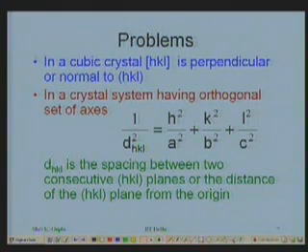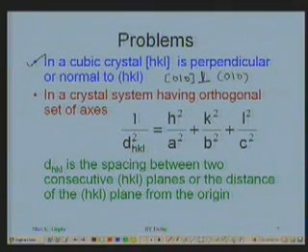It is true only in a cubic crystal that a direction HKL is perpendicular to the plane HKL. In other words, you would notice that a 010 direction is perpendicular to the 010 plane, but it is true in a cube only. You may not find this to be true in any other crystal system. And secondly, you will also be able to show that in crystal systems where the three axes A, B and C are orthogonal to each other, what are such crystal systems? Cubic, tetragonal and orthorhombic. All right.